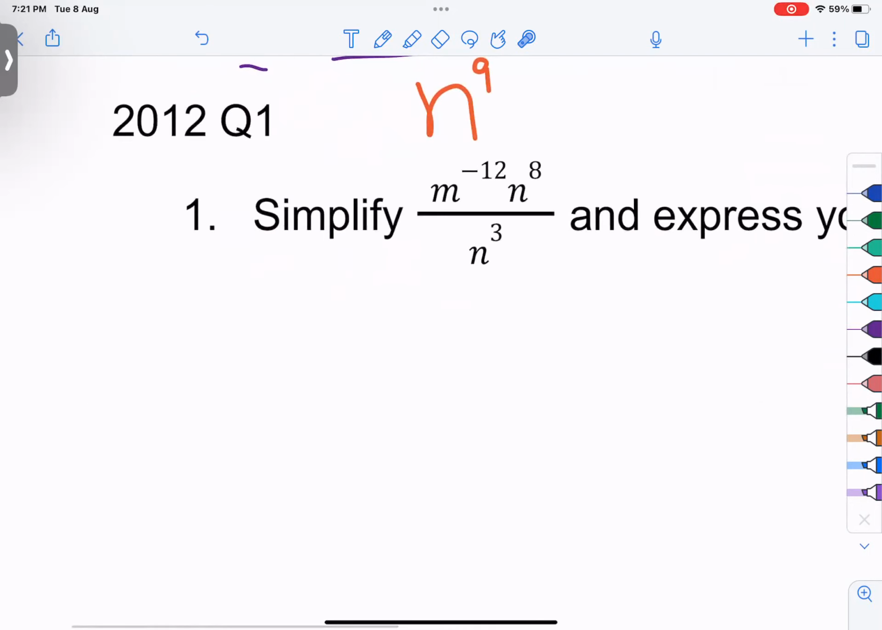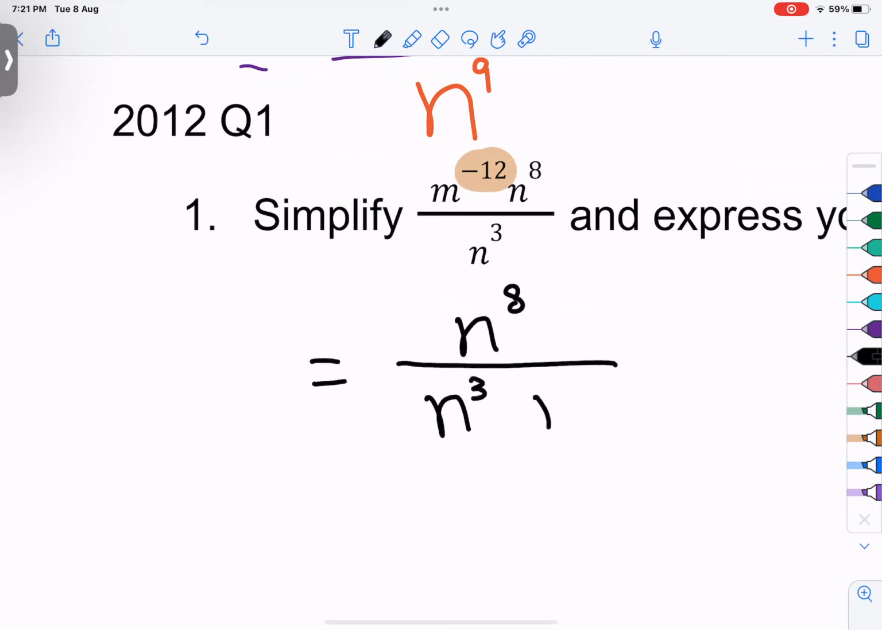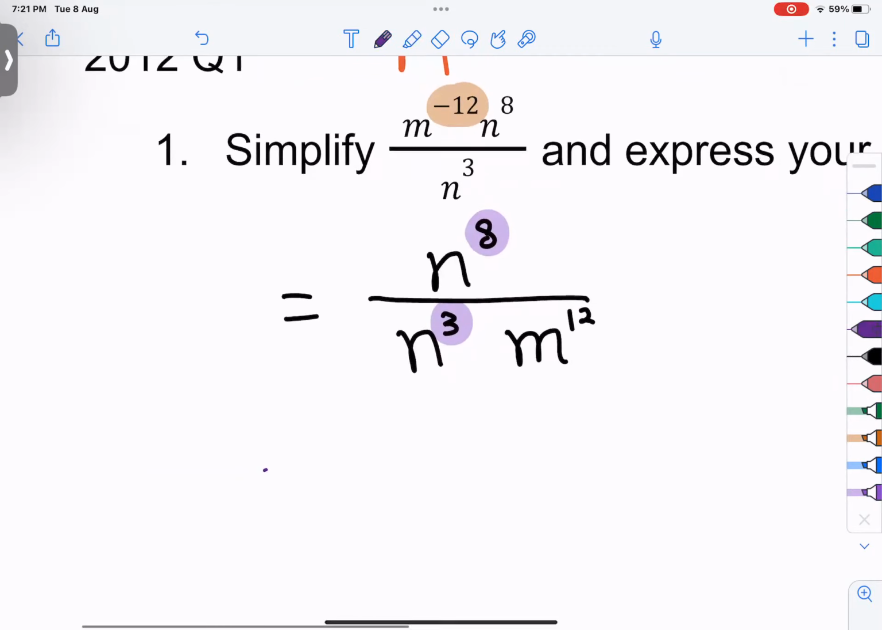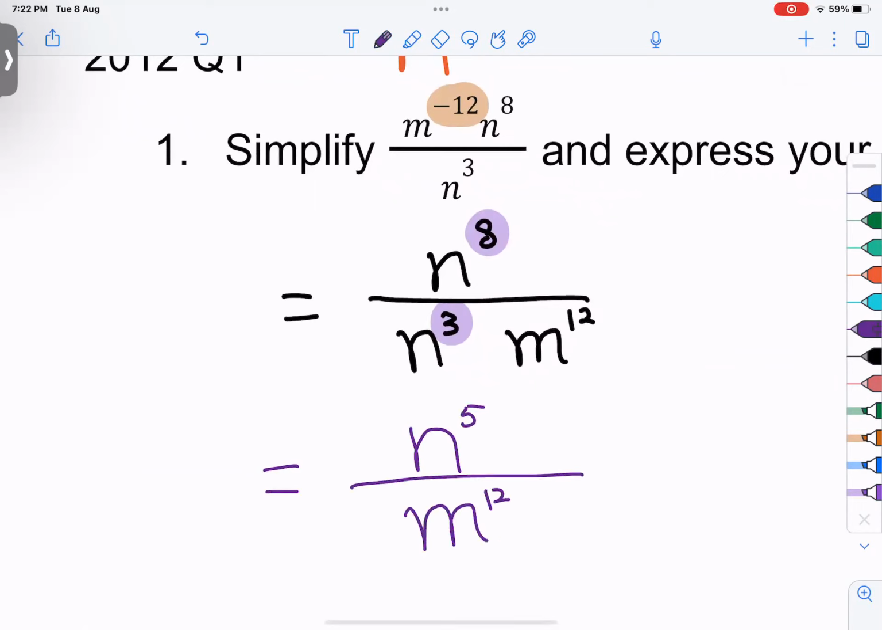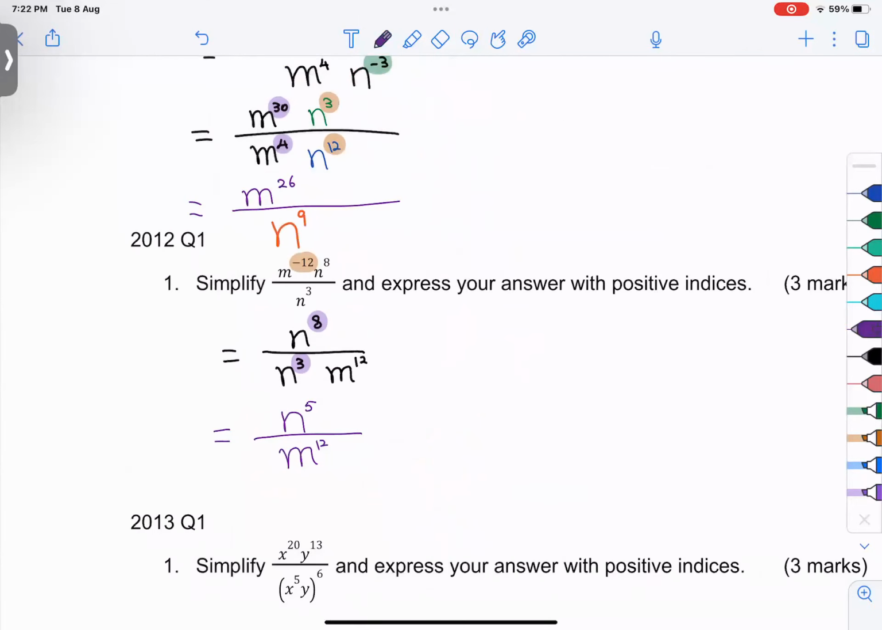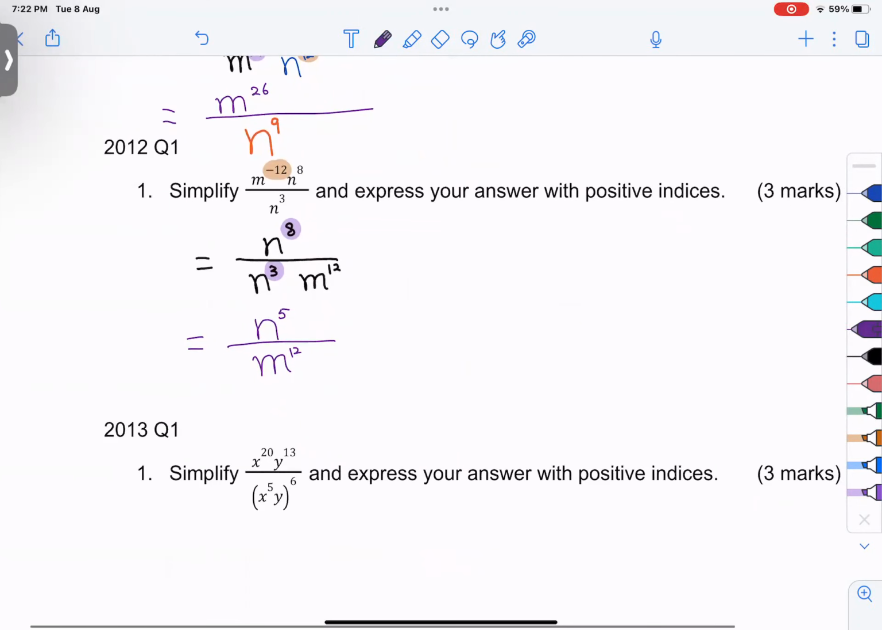So 2012. If there's any negative power, you switch the place first. And then for the same unknown, see which power is bigger first. The up is bigger, put it there. 8 minus 3, 5. So try to do all, and if you get stuck in any of the questions, then tell me.